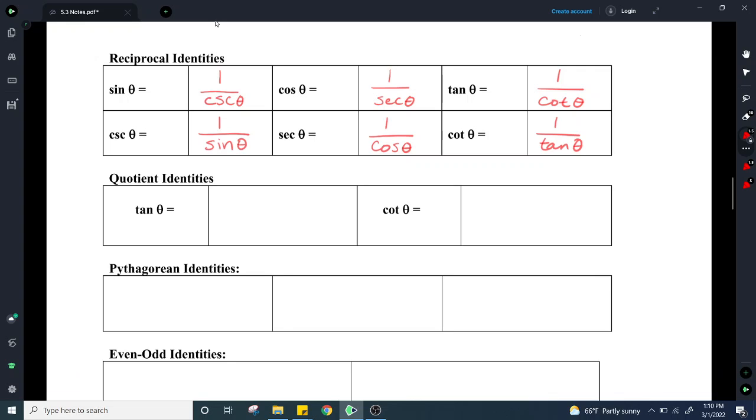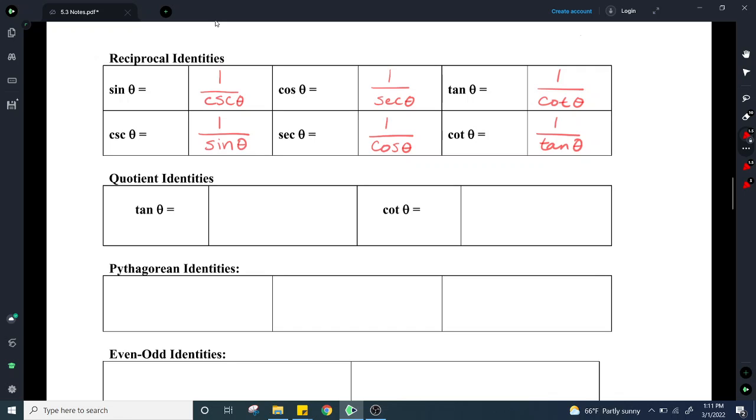All right, and then we've got two what we call quotient identities, and these are very useful. I go back to these all the time because they give me a relationship between tangent and cotangent and the sine and cosine functions. Sine and cosine are to me the most useful. They're used more than anything else. Everything goes back to sine and cosine at the end of the day. And so if I can ever get something that gets me back to sine and cosine, that's going to make things easier down the road.